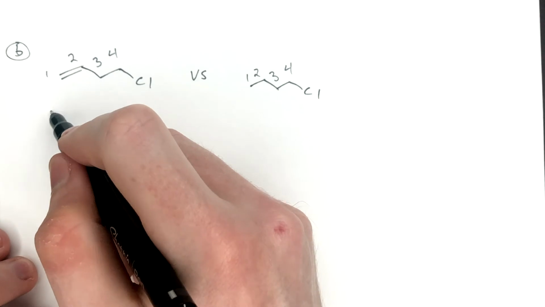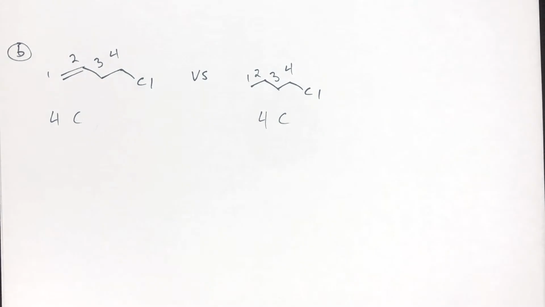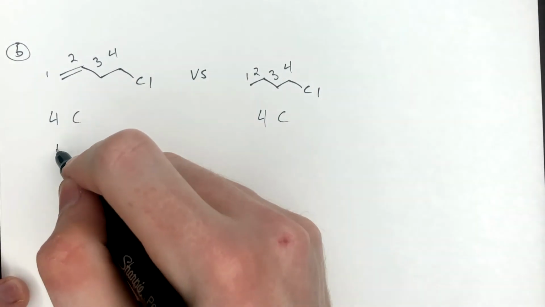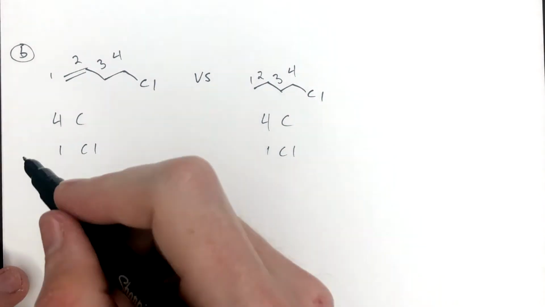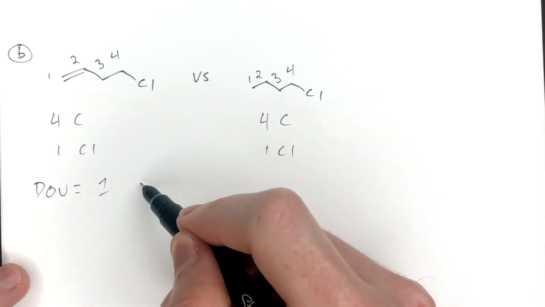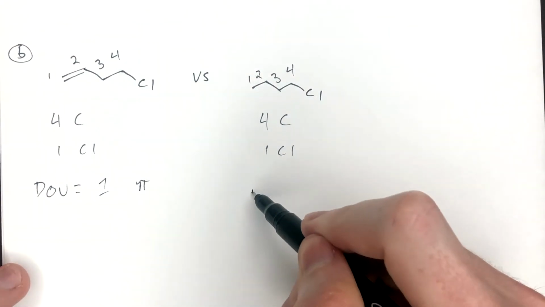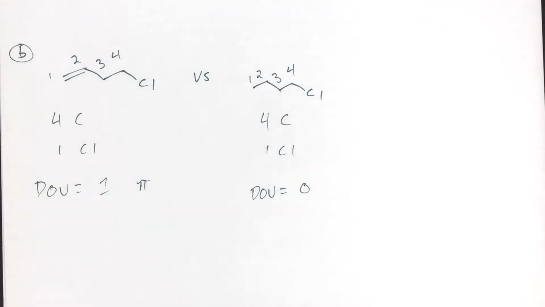So we know that there's 4 carbons in both, right? So 4C, or I could put C sub 4 if it was in the molecular formula. I'm saying 4C here because we're not going to count the hydrogens. Now, let's count the heteroatoms. Well, there's 1 chlorine in both. So the carbons and heteroatoms are the same. Now let's count the degrees of unsaturation. In this first one, we have 1 pi bond, so it's 1. And then in the second one, we have none. 0 degrees of unsaturation, because there's only single bonds, only sigma bonds.